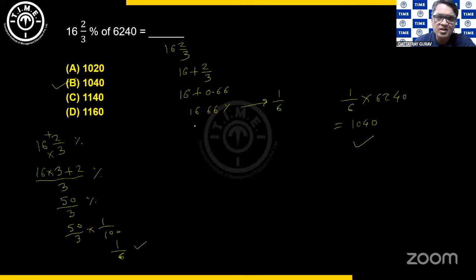But you should know the breakup. What does 16.66 mean? 1 by 6. You should know this breakup. This breakup is more important. Let's take the next question now.